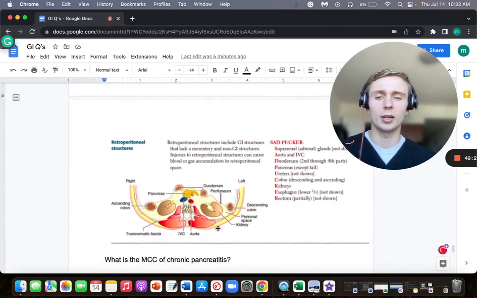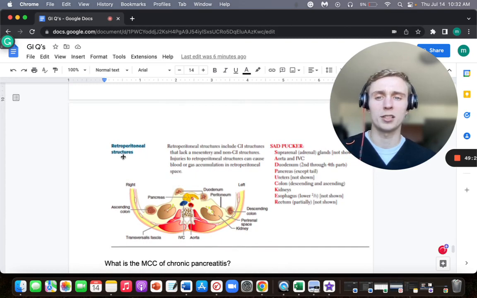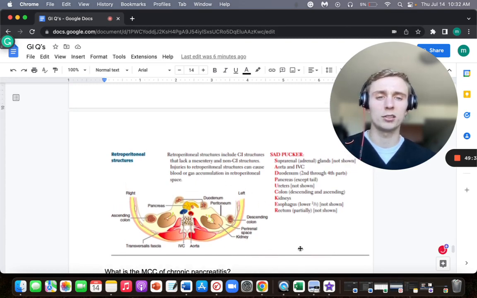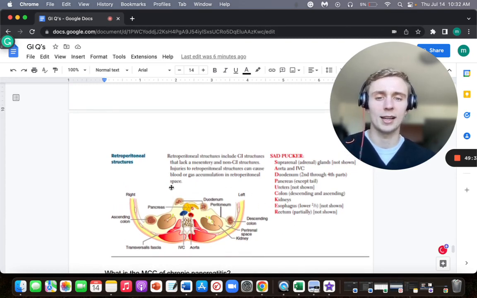Okay, so I just added this one in because I thought it's important to know the retroperitoneal structures. I've gotten some questions on that, so I just wanted to add a quick slide in. How you can remember that one is SADPUCKERS, S-A-D-P-U-C-K-E-R-S. The first one in the retroperitoneal structures. So retroperitoneal, basically back of the peritoneum.